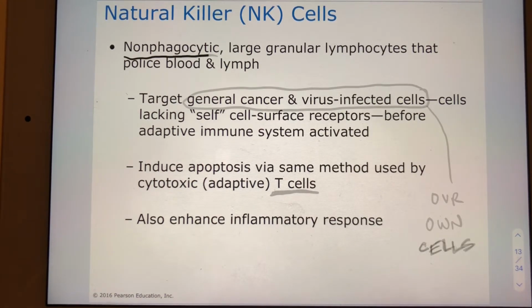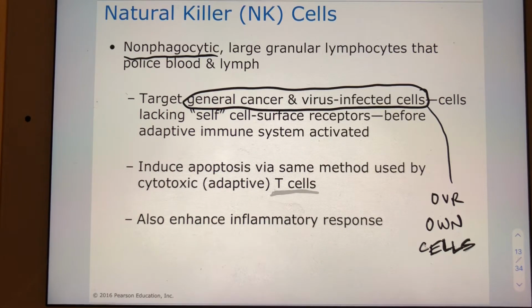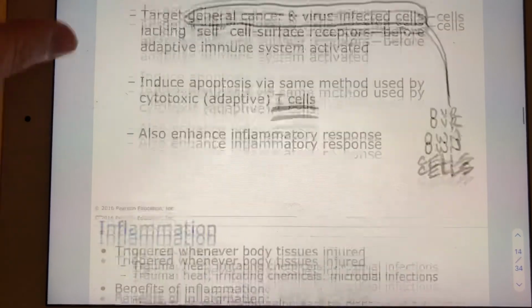These guys are not phagocytic, but they do target our own cells gone wrong. So our own cells that are infected or our own cells that are cancerous, okay? And they tend to be the first to arrive on that particular battlefront, soon to be replaced by the T cells that we do actually associate with adaptive or acquired immunity. Okay.